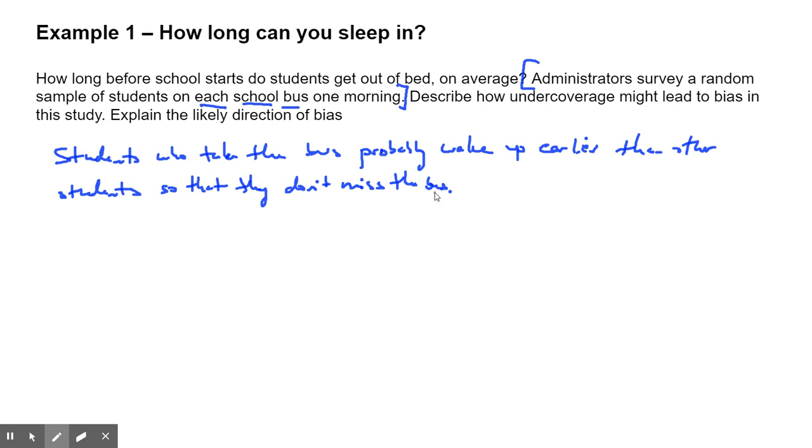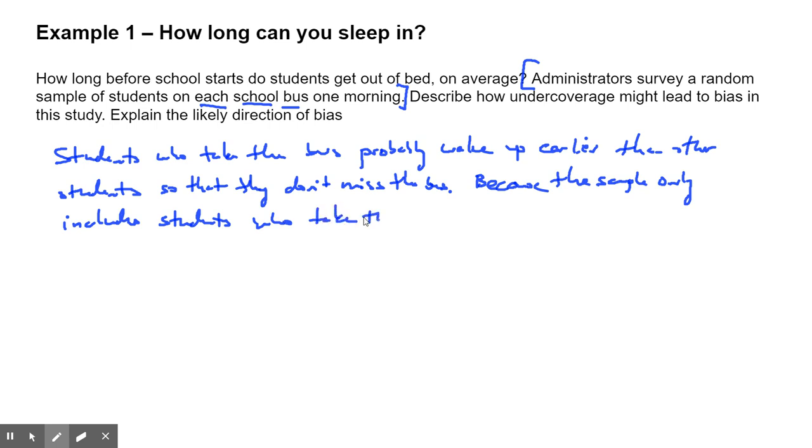Now I'm going to talk about who did not get surveyed. It says, because the sample only includes students who take the bus and not other students. Those could be students who are driven or walk to school.